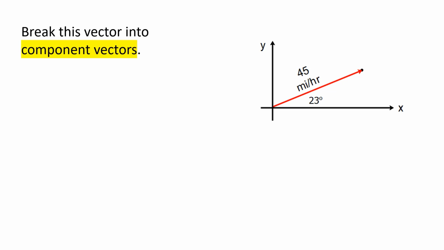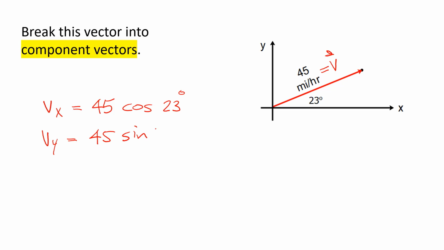I'm going to call this vector v because it looks like a velocity vector. I'll try to use my notation like I'm supposed to. So Vx is going to be 45, we'll leave off the units, cosine 23. Make sure you're in degree mode. And Vy is 45 sine 23. And again, a reminder, pause the video if you need to. And I'm just going to pretend that you have and that you come back.